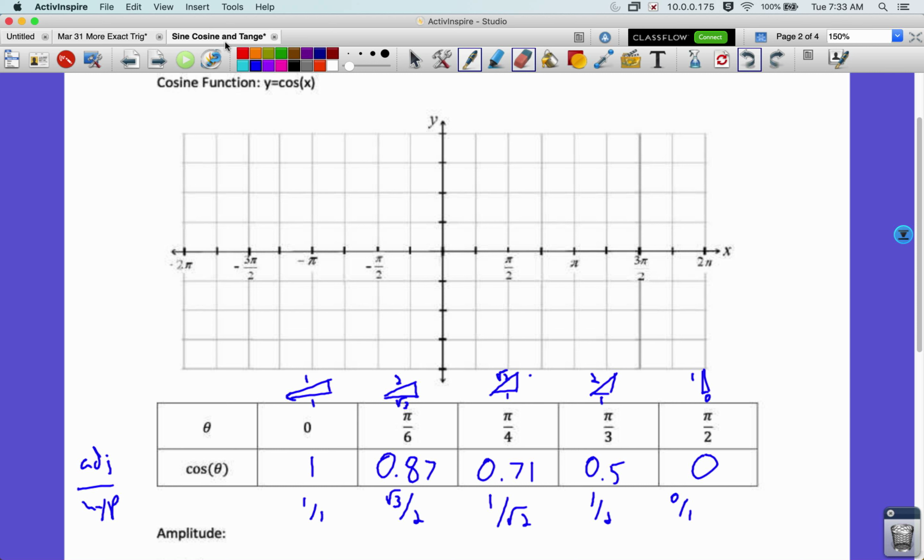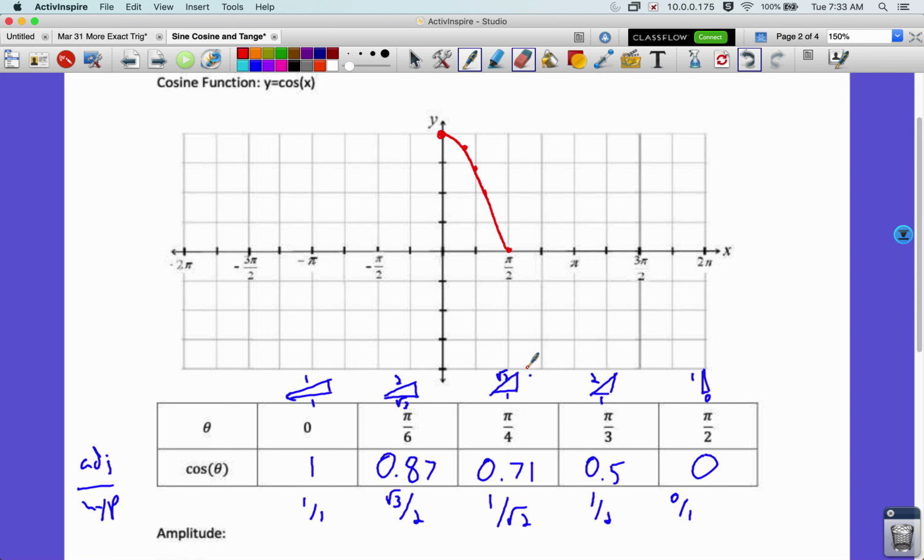All right, let's graph this. So at 0, we're up at 1. All right, 2/3 of a unit over, we're at 0.875, so we've come down about half a box, we're going over 2/3 of a box. Then 0.71, so just a little bit below there. Then 0.5. And then at pi over 2, we're down to 0. So there is the initial arc of a cosine wave.